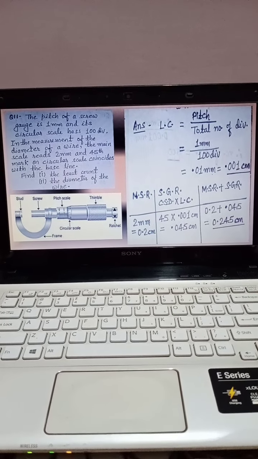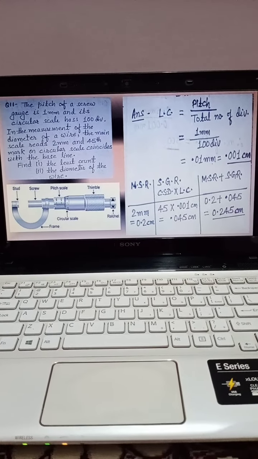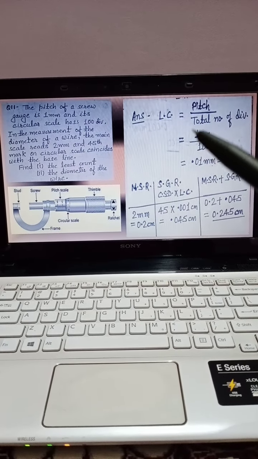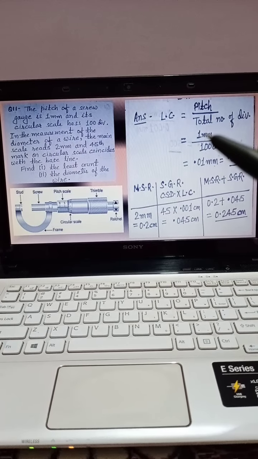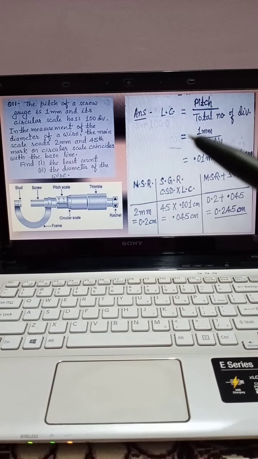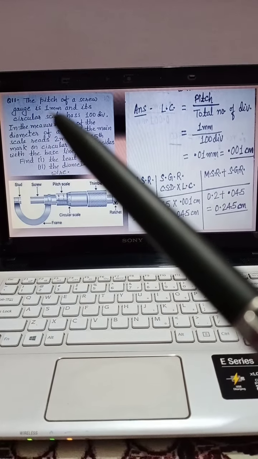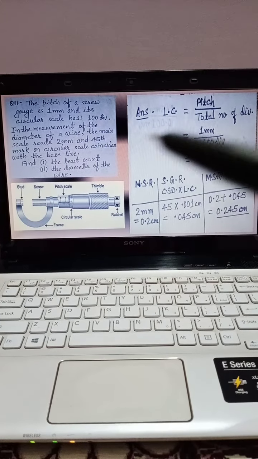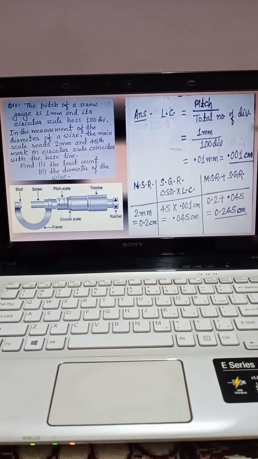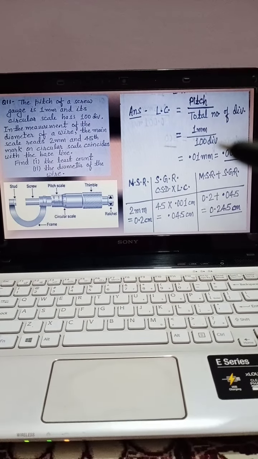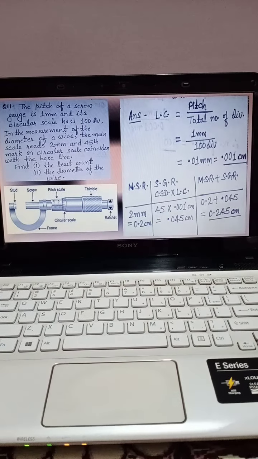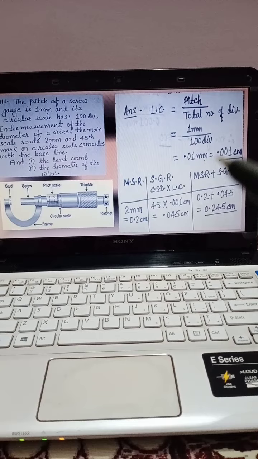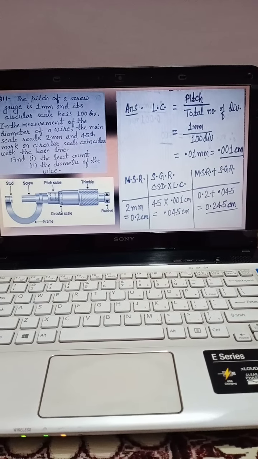To find the least count, we will use the formula: pitch divided by total number of divisions. The pitch of the screw gauge is 1 mm, as given in the question, and the total number of divisions is 100. So the least count of the screw gauge is 0.01 mm or 0.001 centimeter.